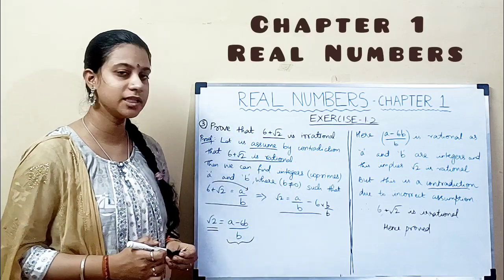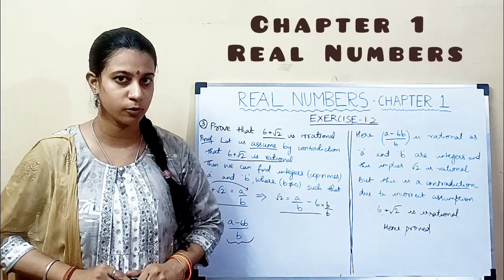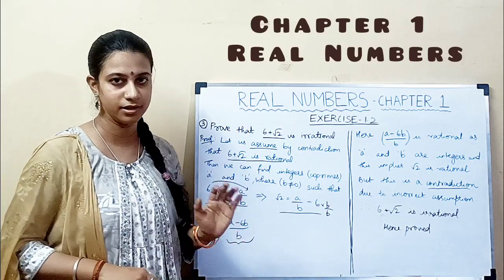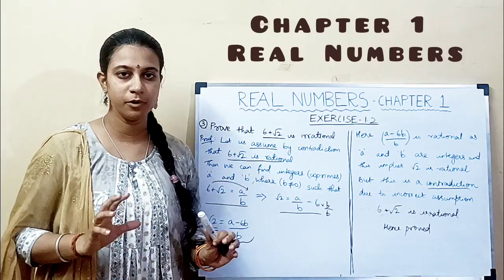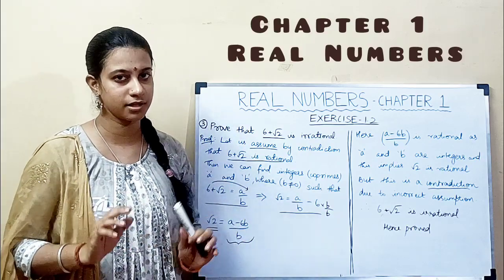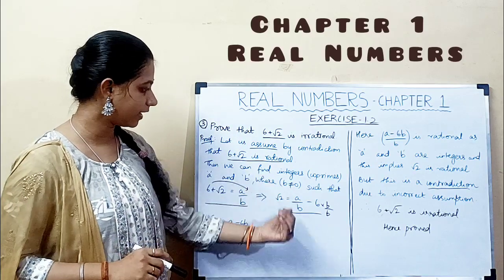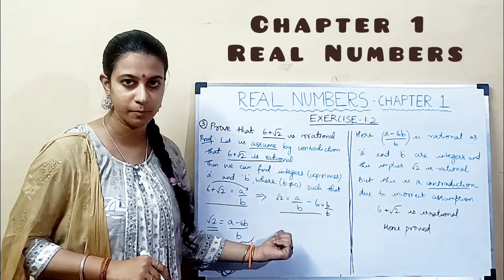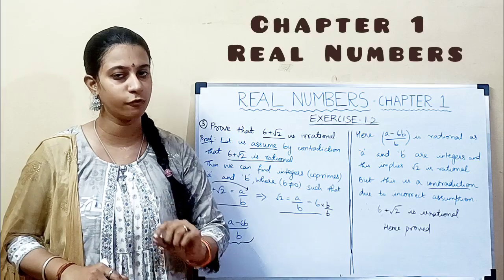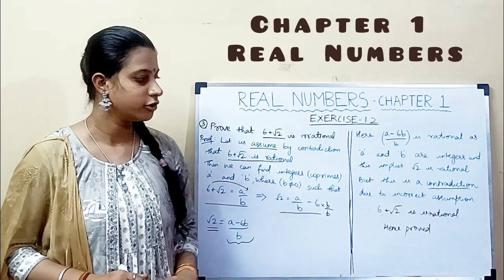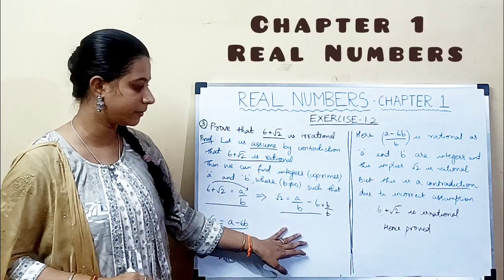Now this is the last problem of this exercise 1.2, and here we are also completing this chapter. For the people who are using the older editions, this exercise is named exercise 1.3, and exercise 1.4 is also removed. So here we are completing our chapter.